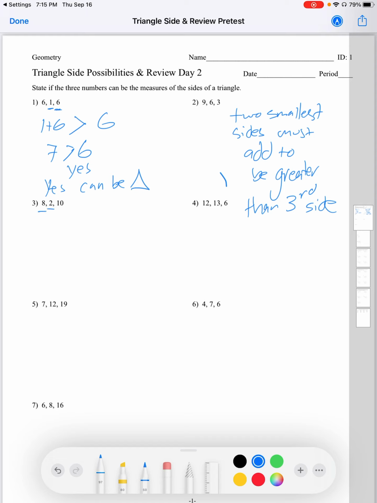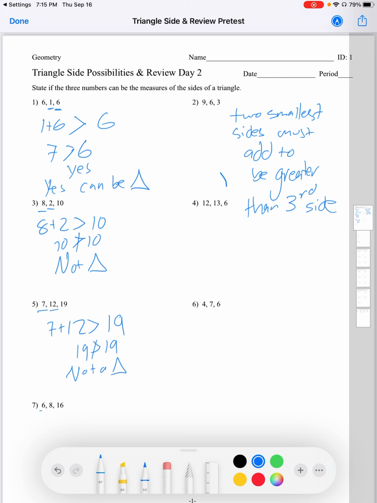Two smaller sides, 8 plus 2. Is that greater than my other side, 10? No, 10 is not greater than 10. It's equal to, so not a triangle. Two smallest sides, 7 plus 12. Is that greater than 19? No, again, they are equal. Not a triangle. Two smallest sides, will those add up to be greater than my third side, 16? 14 is less than 16, so no, not a triangle.